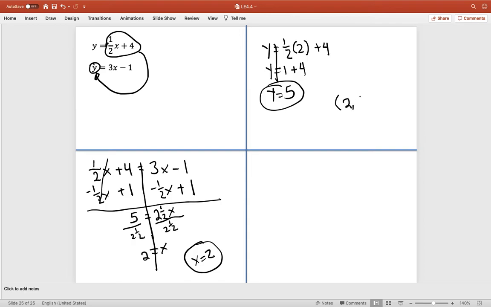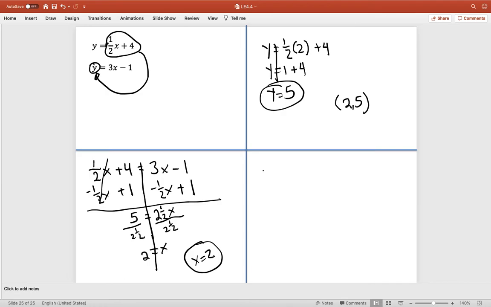Okay, now I know my ordered pair should be 2, 5. So that's where I think the line y equals 1/2 x plus 4 and y equals 3x minus 1, I think that's where those two lines cross or intercept. So now I'm going to check. So last step here is verify that my answer of 2, 5 is correct.